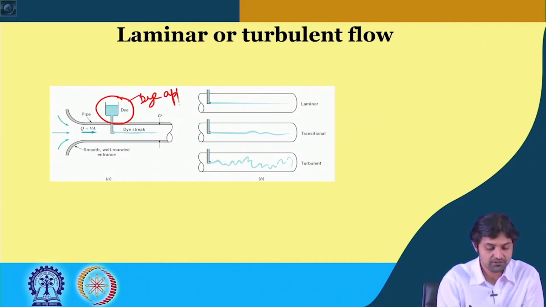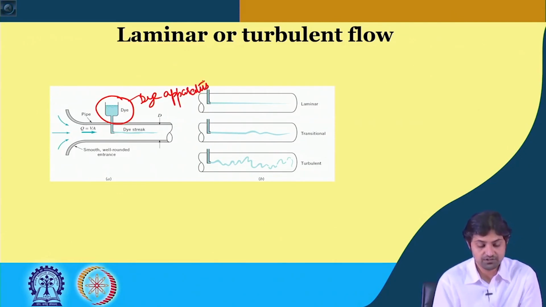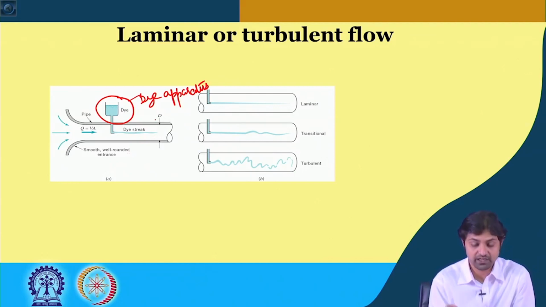You know what dye is? It is a colored substance that takes on the color of the liquid in which it is, and with the velocity this dye will also start moving. This is called a dye streak. The line which the dye follows is called the dye streak. Figure B is the detailed figure of how this dye streak looks. You see this A, this B and this C.